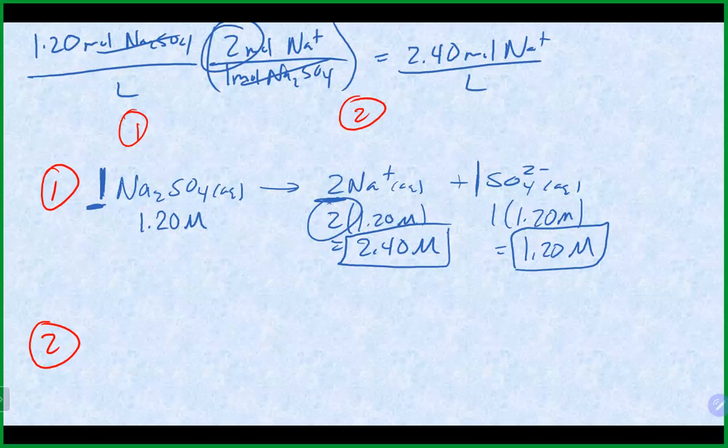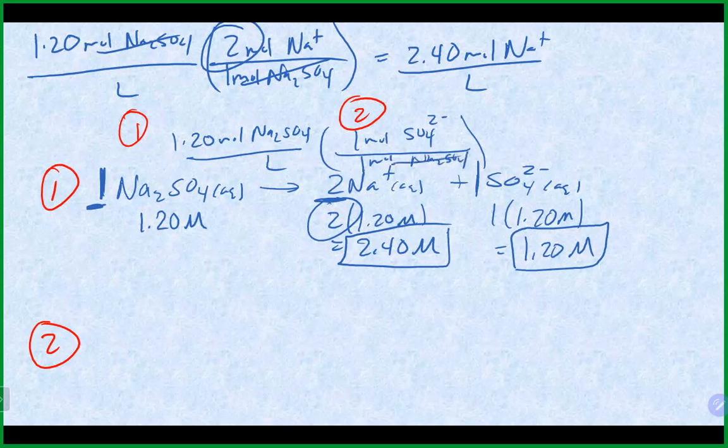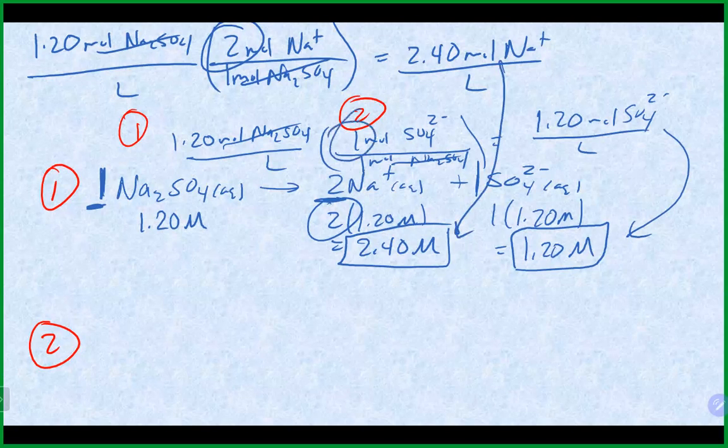You obviously could do the same thing for the sulfate. You would have 1.20 moles of the entire thing per liter. It is a 1-to-1 relationship between the sulfate and the whole thing. Again, the moles of the whole thing cancel, leaves you with 1.2 moles of sulfate per liter, which is what we get here, right? And this is also why we multiply by 1 in that case, because it's basically a 1-to-1 relationship. Any questions on either of those there?